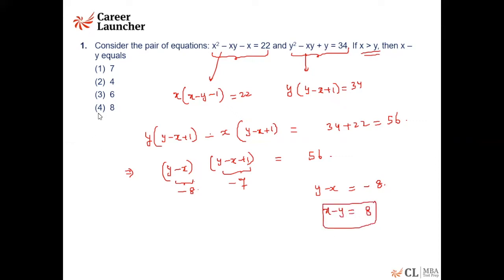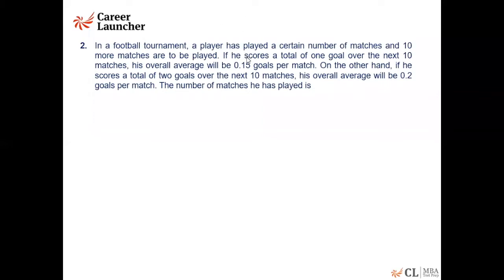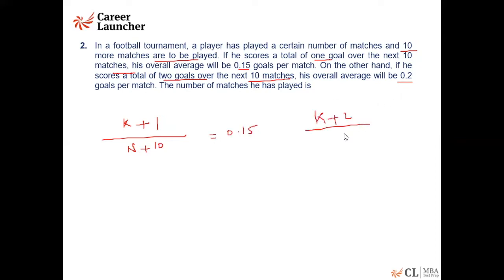So the answer to this question has to be 8. Next, in a football tournament, a player has played a certain number of matches and 10 more matches are to be played. If he scores 1 goal over the next 10 matches, his overall average is 0.15 goals. On the other hand, if he scores 2 goals over the next 10 matches, his average goes up by 0.2. So basically you can say that initially if there were k goals, (k plus 1) by (n plus 10), where n is already played, will equal 0.15, and (k plus 2) by (n plus 10) is equal to 0.2.